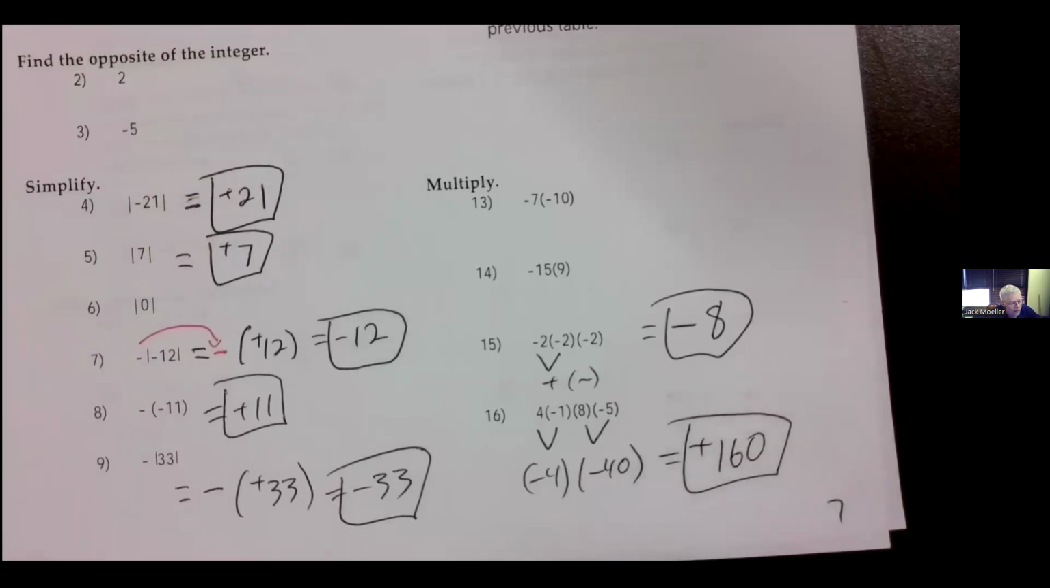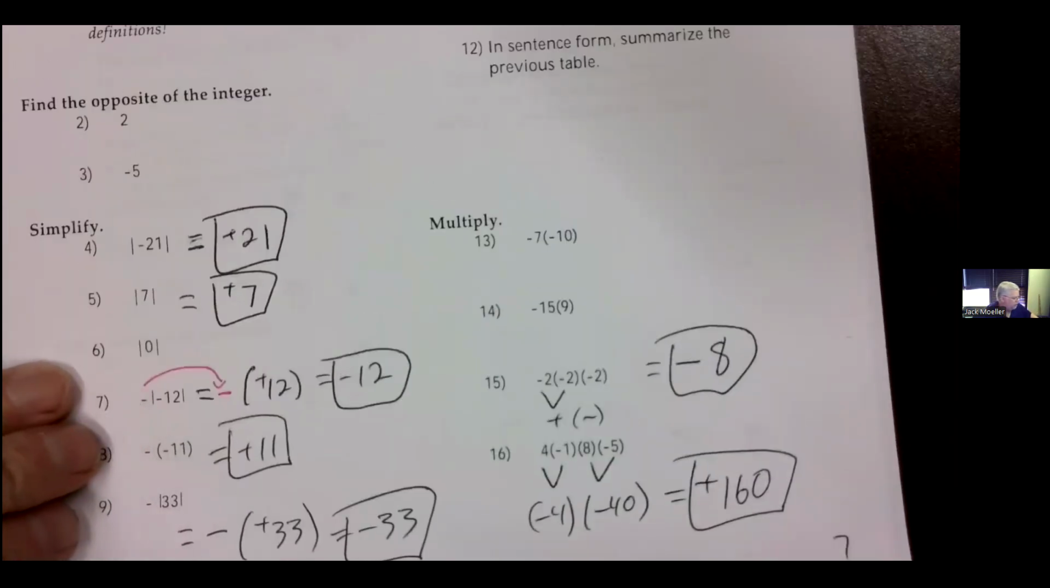And I knew ahead of time that answer was going to be positive because we had two negatives, an even number of negatives. When you have an even number of negatives, they will pair up and give you a positive, and there's not a negative left over. So that's the shortcut there. When in doubt, you can always just multiply them.